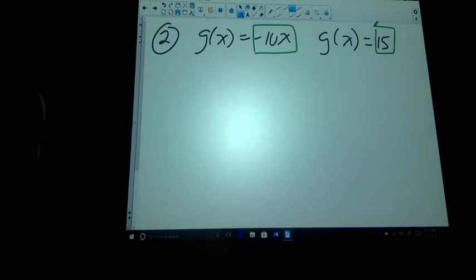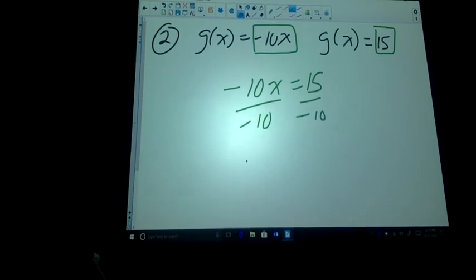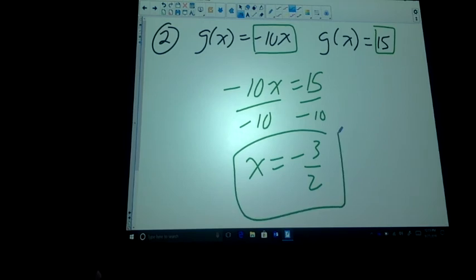Do we agree that they're equal to each other? So if they're equal to each other, we can do this, and then divide each side by negative 10 and reduce it. So it's going to be negative 3 over 2. Done. Cool? Wait, where did g go? I said negative 1.5. Is that okay? I like it.